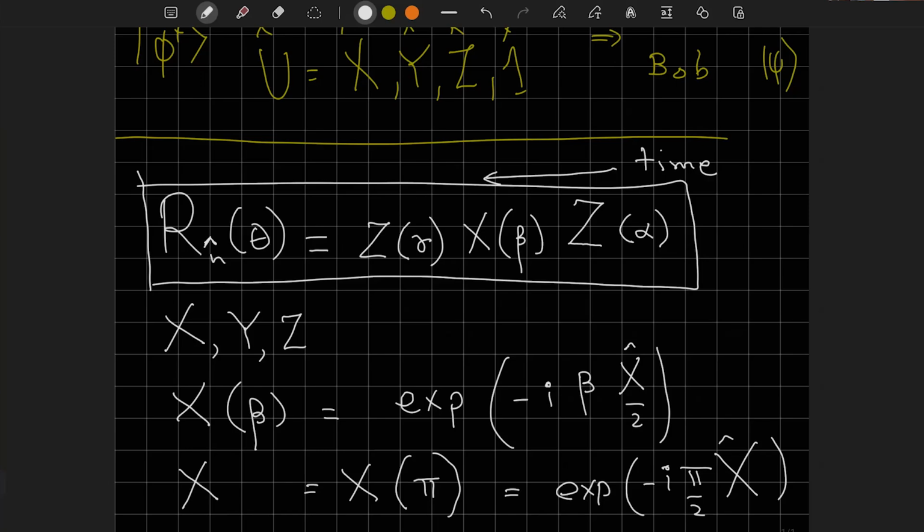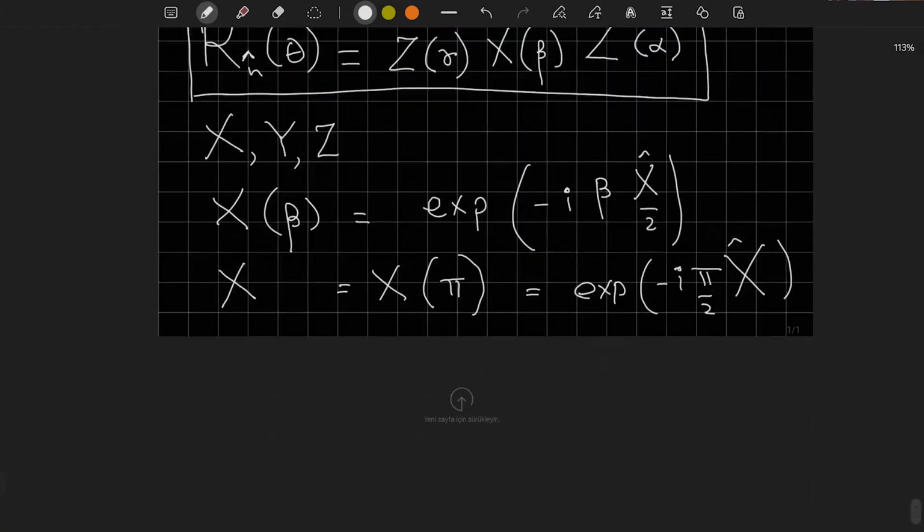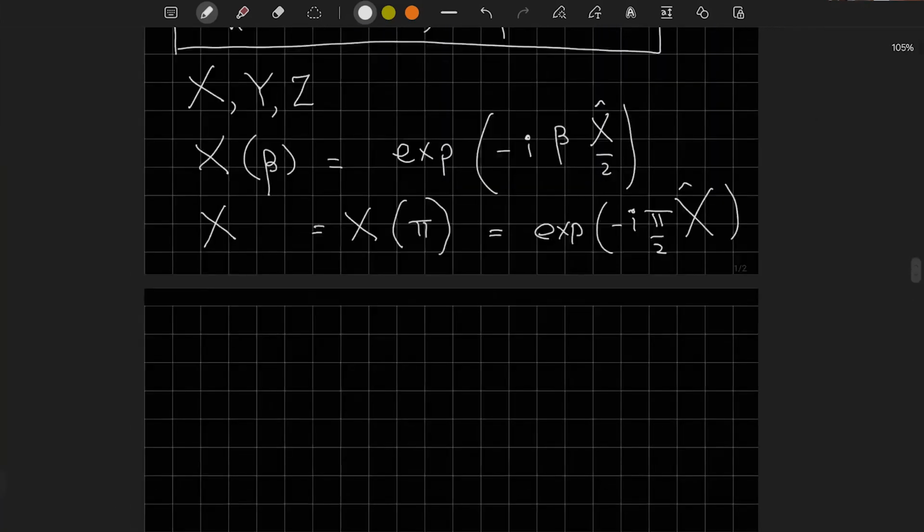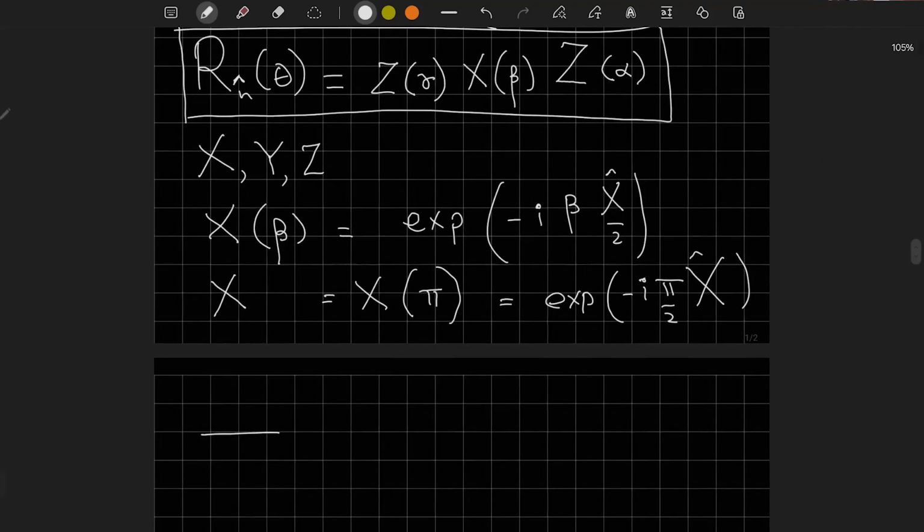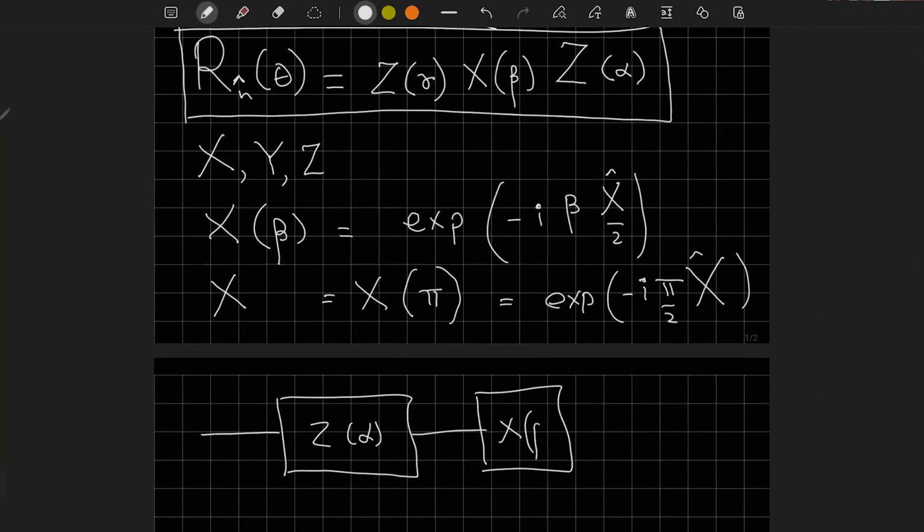Now, if I were to make a diagram for this, the diagram would look like this: Z alpha followed by X beta followed by Z gamma. In a circuit diagram, time flows from left to right. This is the general convention that you find in papers and research articles.